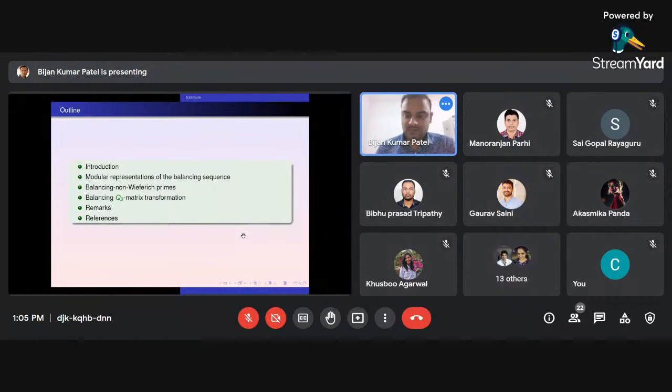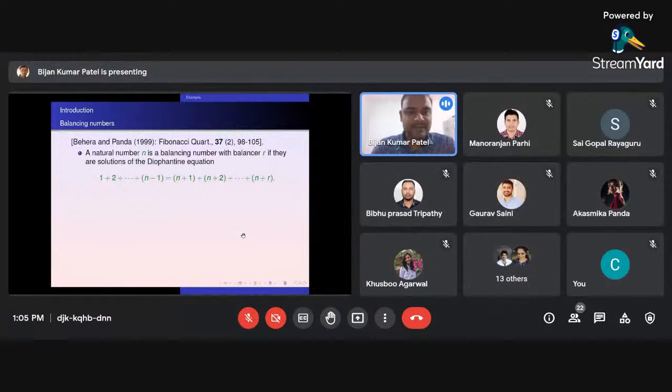So in the year 1999, Behera and Panda introduced a balancing number, a natural number n, which is nothing but a solution of a simple Diophantine equation, that is 1 plus 2 up to n minus 1 is equal to n plus 1 up to n plus r. So the middle number n, which is omitted here, basically balances both sides, the left hand side and right hand side, and they called this n a balancing number.